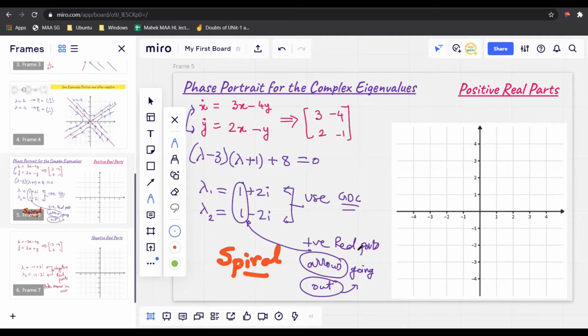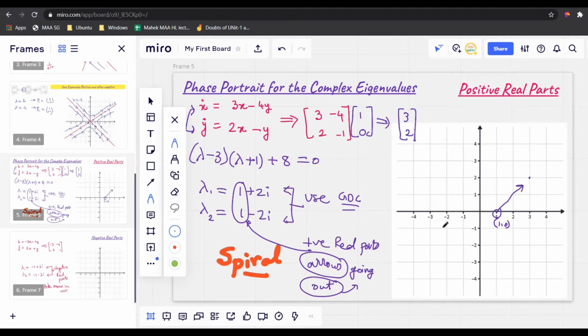For that, we have to randomly pick a point. Let's pick the point, let's say, (1, 0). And we'll see how this point transforms with this matrix. Multiplying this (1, 0) with this matrix gives me the answer (3, 2). So it means this goes somewhere, (3, 2) is here, like this. It goes in this direction, and you can see it going in anti-clockwise direction this way.